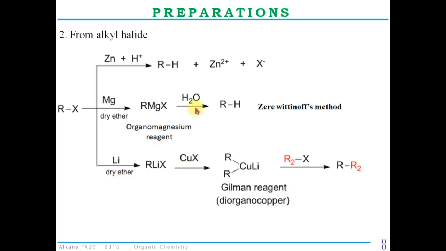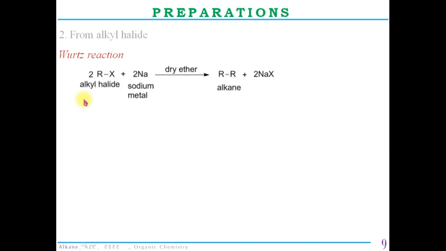reagent, and this reagent is further reacted with copper halide, which gives Gilman reagent, which is diorganocopper. This reagent is again reacted with a second alkyl halide, which gives alkane as a product. Next reaction, where we can convert alkyl halide into alkane, is the Wurtz reaction. Here alkyl halide is reacted with sodium metal and the solvent is dry ether.